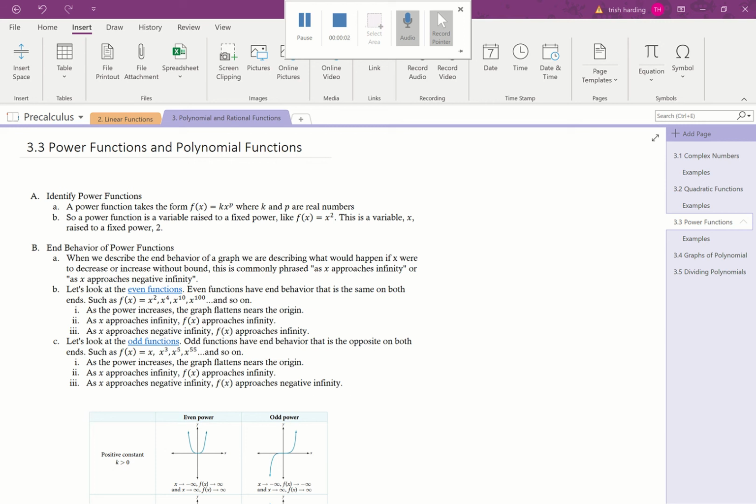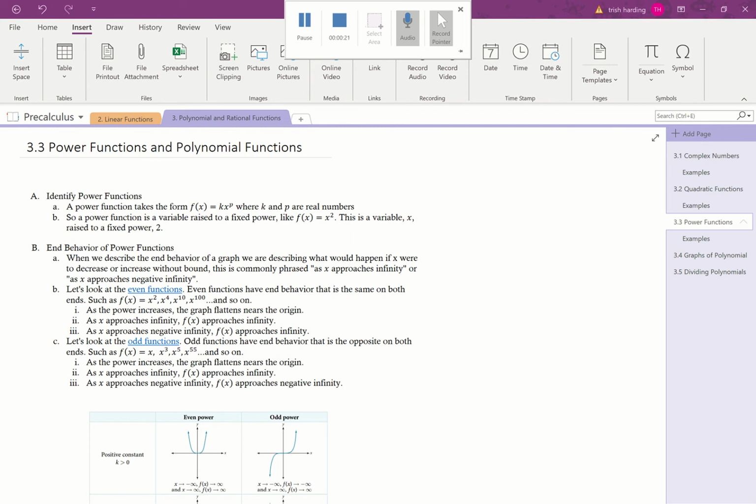Welcome, welcome. This is Chapter 3, Unit 3, Power Functions and Polynomial Functions. Maybe the book has it Polynomial Functions and Power Functions. I don't know if they changed that, but it should be Power Functions and Polynomial Functions. Anyways.